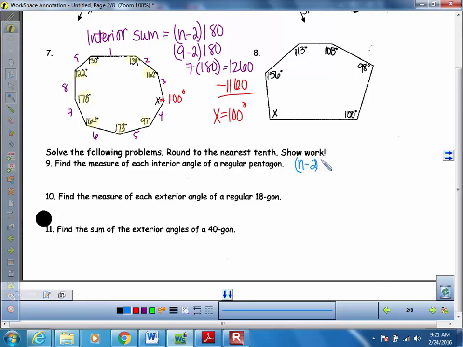N minus 2 times 180 divided by n, right? So here, our n is 5 because it's a pentagon. So we would do 5 minus 2 times 180, and then I would divide by 5. And so 5 minus 2 is 3 times 180, which is 540. I would divide 540 by 5, and that would be 108 degrees.